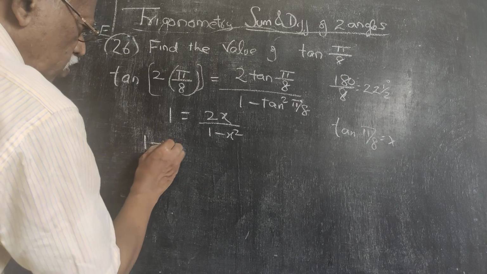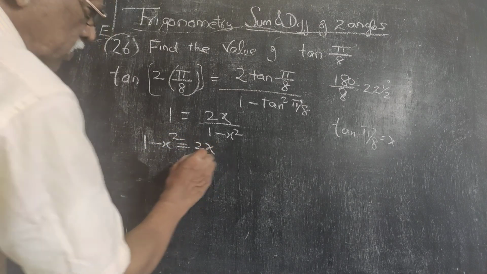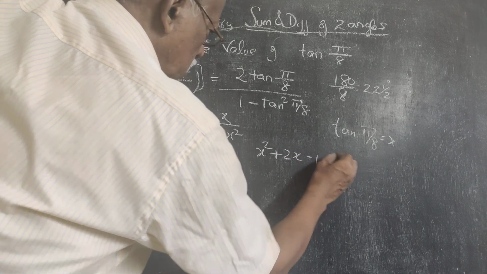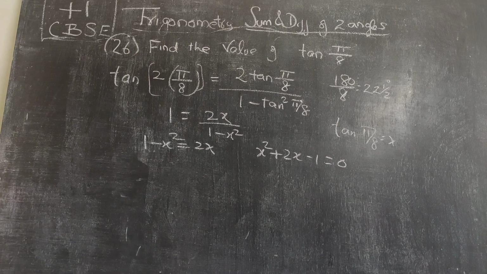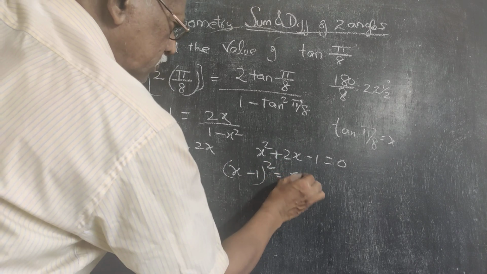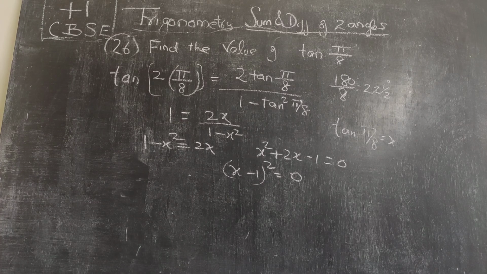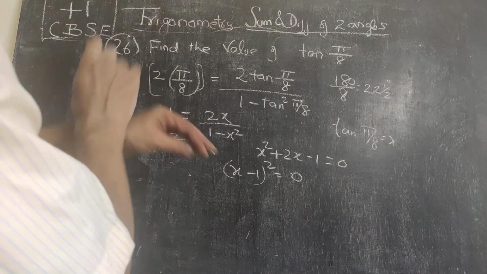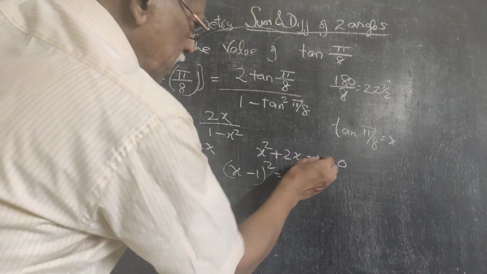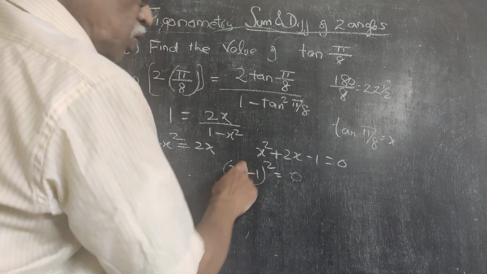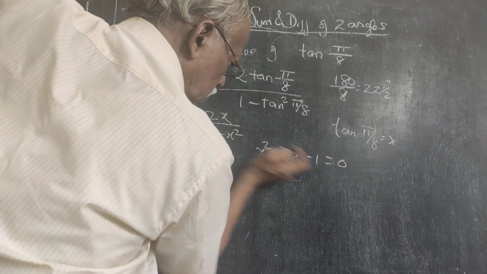Cross multiplying, we get 1 minus x square equal to 2x. Taking everything to that side, x square plus 2x minus 1 equal to 0. I think there is a mistake, 1 second. I have written this x square plus 2x minus 1 and by mistake wrote x minus 1 the whole square, which is wrong. X minus 1 the whole square will be x square minus 2x plus 1, whereas this is plus 2x and minus 1. So we can't do that.